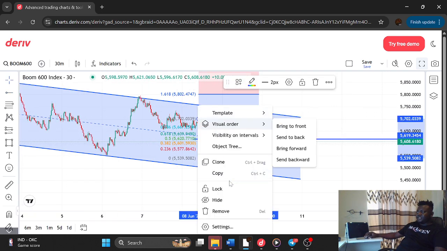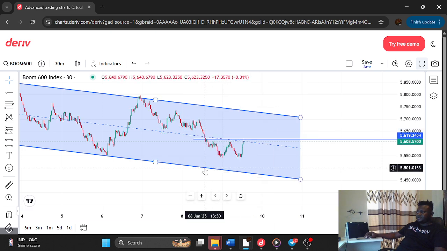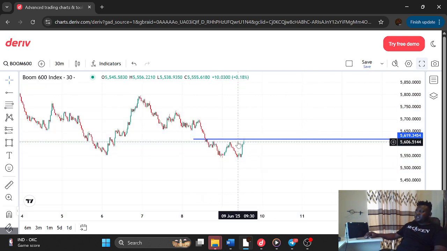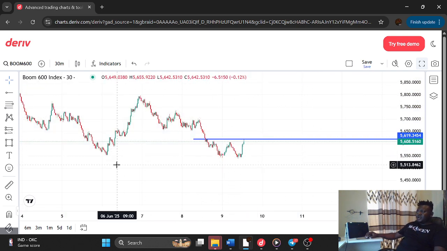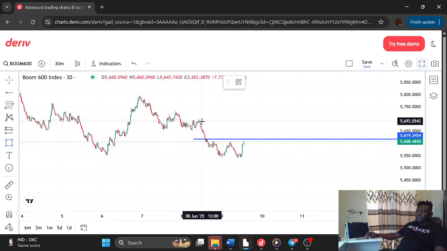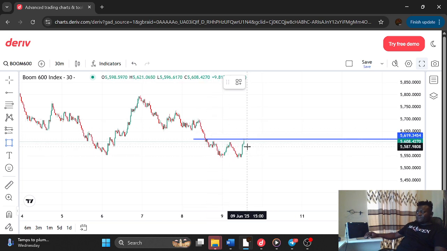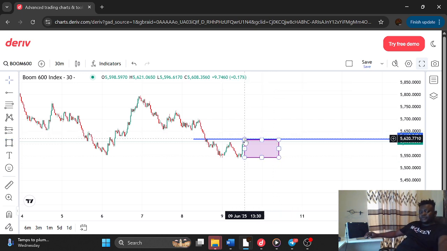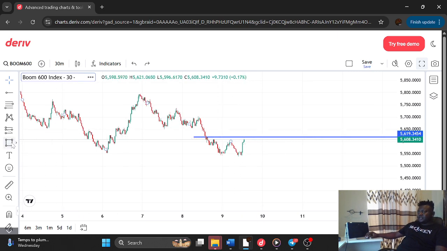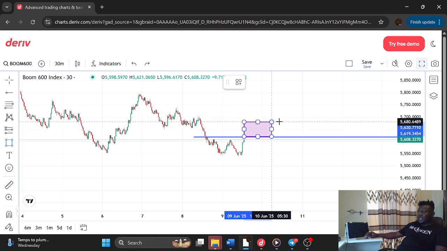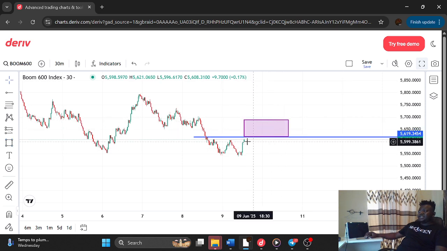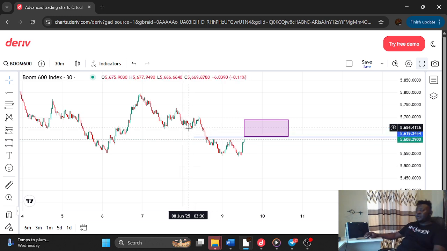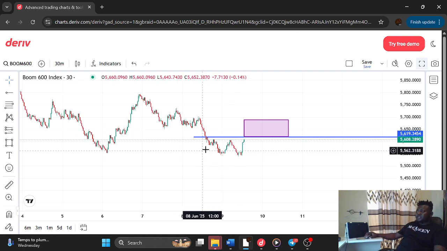Let me go ahead and delete this, and this as well. So this is our 50% from this to this. So we have premium, we have discount. If we are looking for sales, we obviously don't want to sell when it's in the discount zone. This is the premium zone. We want to buy when it's in the discount zone and sell when it's in the premium zone. So this is what I mean.